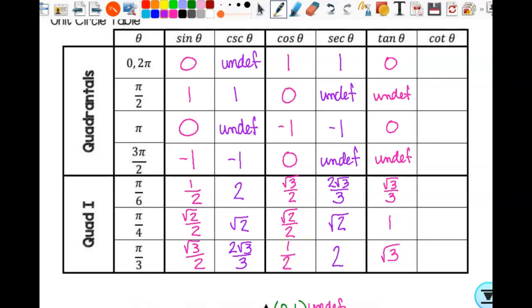All right, so let's look at cotangent. So the reciprocal of 0 is undefined.